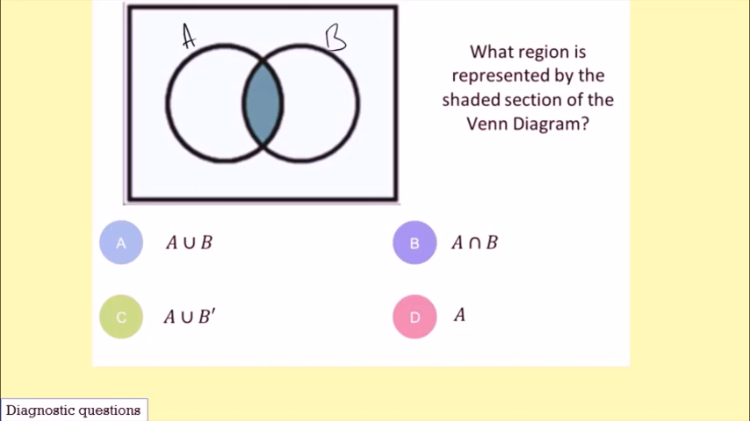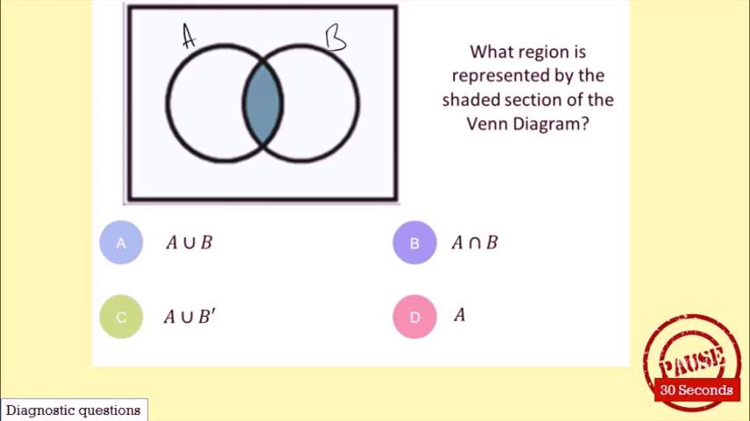Okay, so sometimes in GCSE questions they use symbols and letters as opposed to numbers. So I'm going to ask you to have a go at this question. Just press pause, give it a go. Which one of these, A, B, C or D, represents the section of the Venn diagram that's shaded? If you're unsure, just press pause and then we'll go through it.